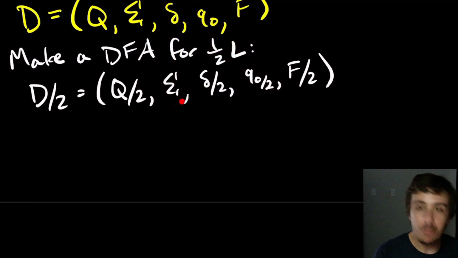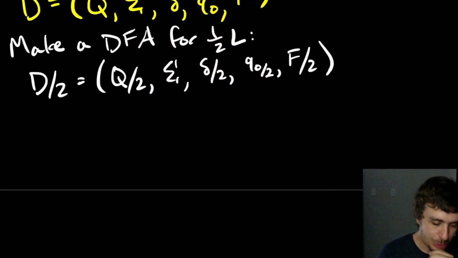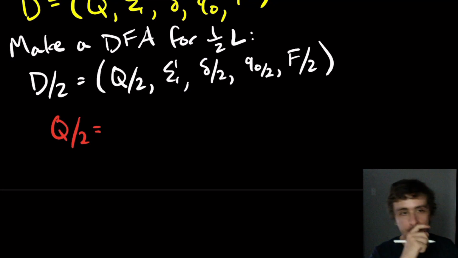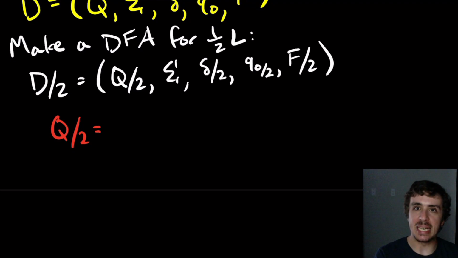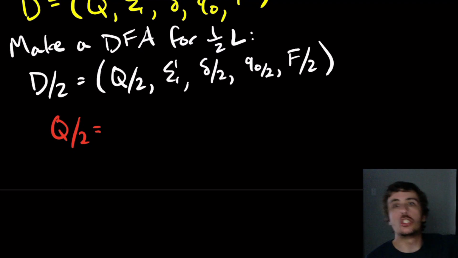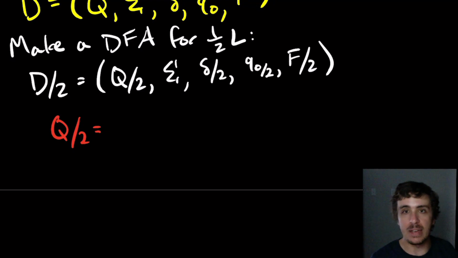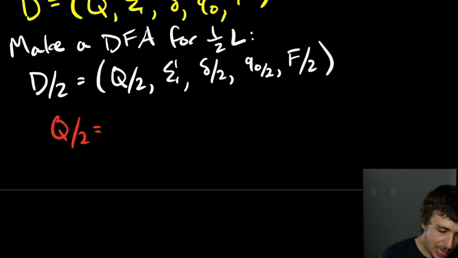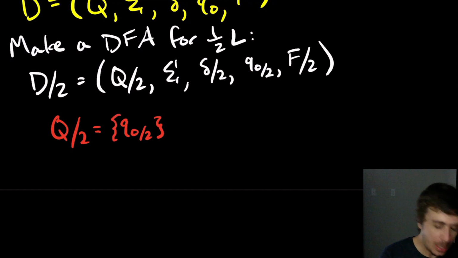So let's try to figure out what these pieces are. Well, the alphabet, that's pretty obvious. So what are the states going to be? What is Q over 2 going to be? Well, we need that initial state to be able to nondeterministically guess the possible choices that we can make, the initial selection of a state from the original DFA that we had. So we're going to have that state be this one, Q0 over 2. So that is the initial state.